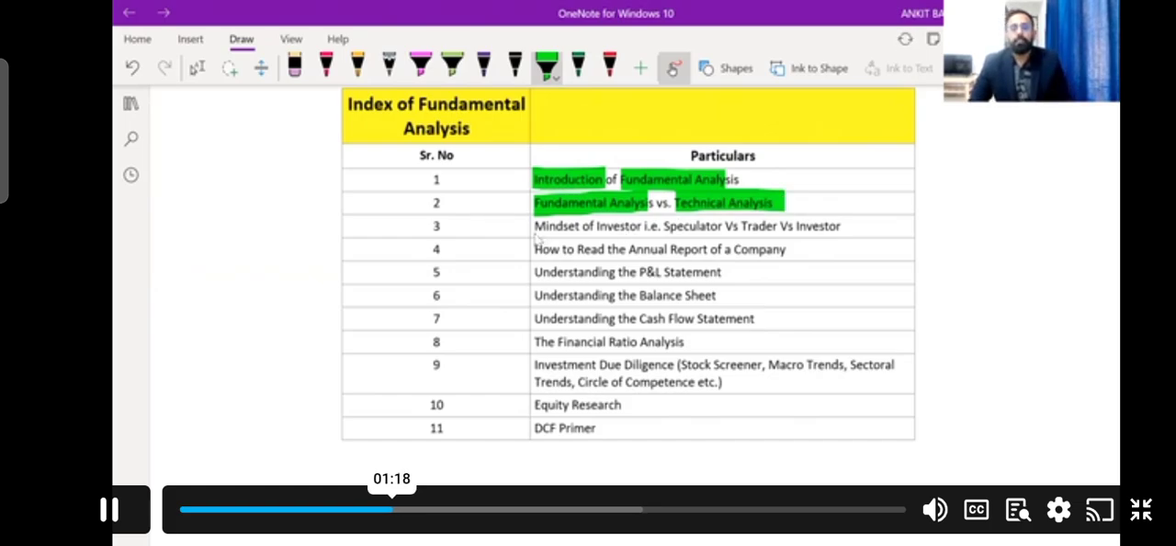With the help of this module, you will be able to learn about technical analysis also. Then the third point is the mindset of investors, that is speculator, trader, and investor. We will be discussing the differences between these three categories of investors.